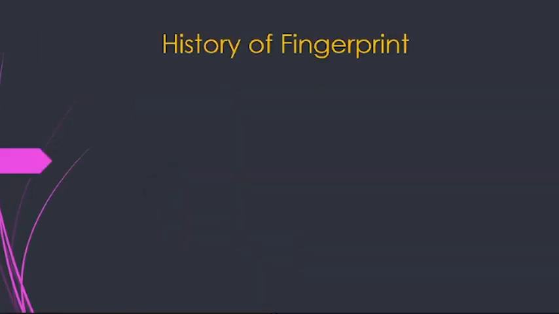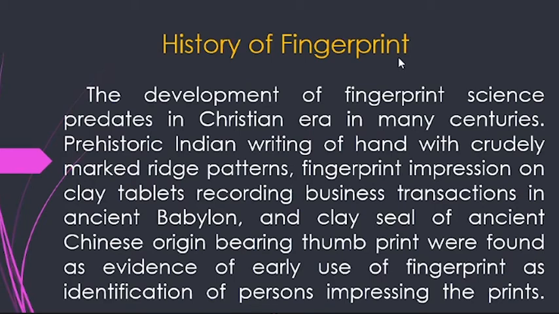So let's pass with the history of the fingerprint because we have to recognize those persons behind the fingerprint identification. So the development of fingerprint science predates the Christian era by many centuries. Prehistoric Indian writing was enhanced with crude marks, ridge patterns, and fingerprint impressions on clay tablets recording business transactions in ancient Babylon. A clay seal of ancient Chinese origin bearing a thumbprint was evidence of the early use of fingerprints as identification of persons impressing their prints.